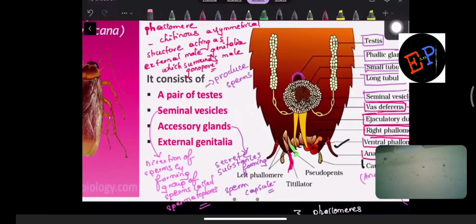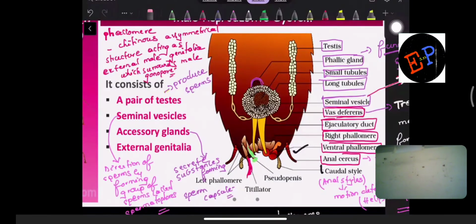And for finding the position of this female, which is the part which is responsible? So this caudal style or anal style, this is responsible. Are you able to understand? It detects the motion of the female cockroach so that it can mate with that female cockroach. That is the purpose of this anal style, or it is also called a caudal style.